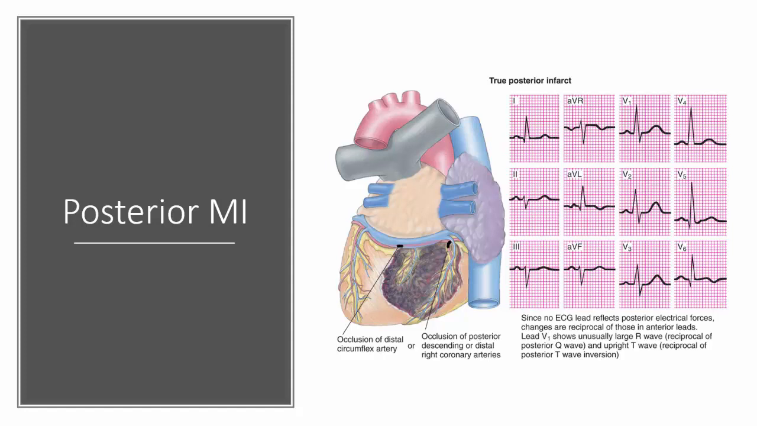V1 shows an unusually large R wave, which is a reciprocal of the posterior Q wave in this particular one, and an upright T wave, which is going to be the reciprocal of the posterior T wave inversion.